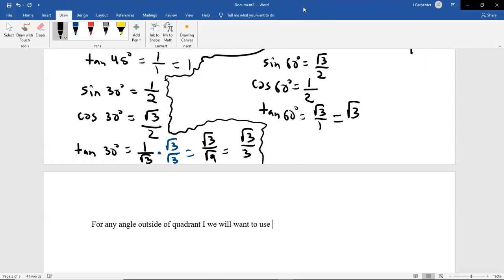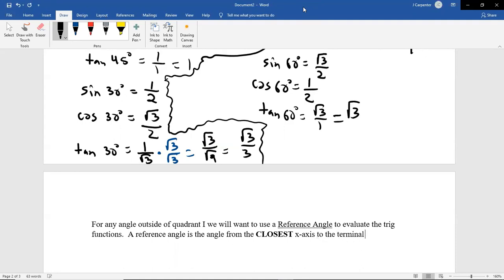We want to use something known as a reference angle. Evaluate trig functions. What is a reference angle? I'm glad you asked. The reference angle: the angle from the CLOSEST x-axis to the terminal side of your angle.